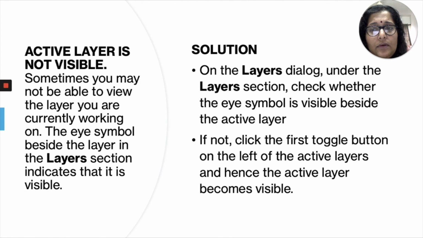So if you are working on a layer and you are not able to identify it, then you have to look for the I symbol beside the layer. If it is not there, you have to go to the layers dialog box under the layers section and check whether the I symbol is visible beside the active layer. If it is not visible, you have to click on the toggle switch and hence the active layer becomes visible.